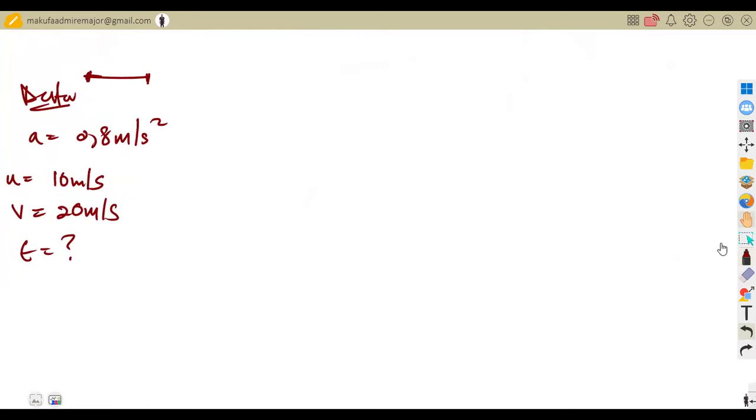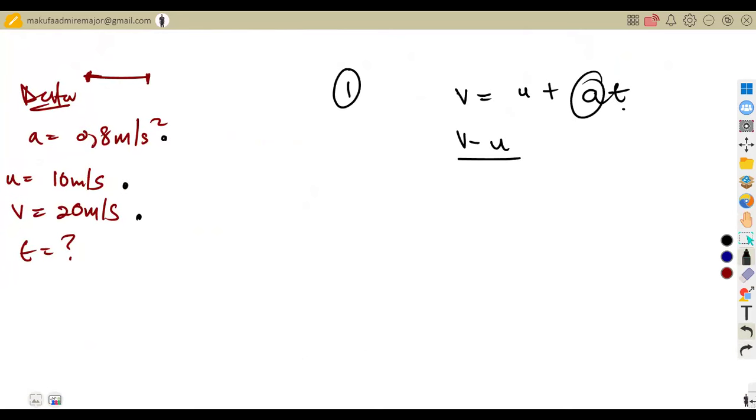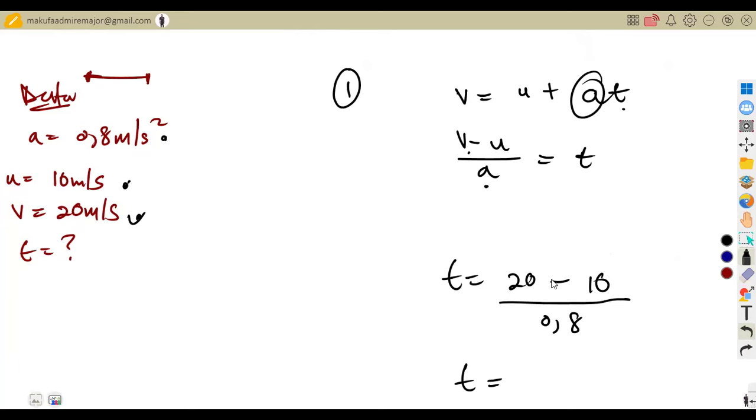Guys, we are back again to our linear motion. Given the acceleration, initial and final velocity, how can we calculate time? Again, from the same formula, V is equal to U plus AT, we can make T the subject. Transposing this, that will be V minus U over A. We are going to divide by the acceleration, so we are left with T. So that's T as V, the final velocity, which is 20, minus the initial 10, over the acceleration, 0.8. All right, so that's it.